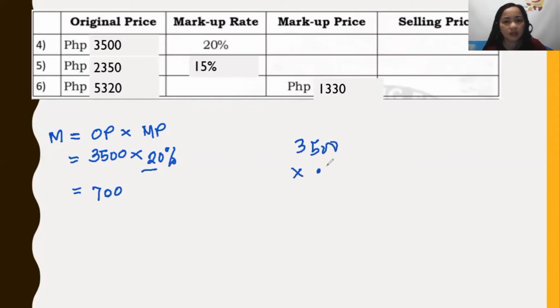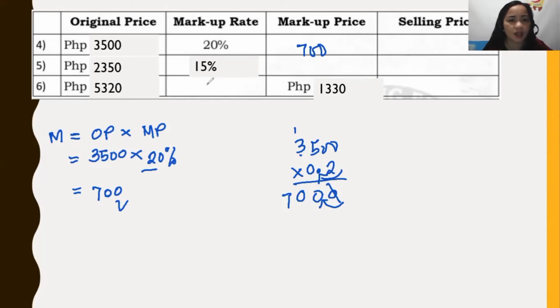3,500 times 0.2. That is 0, 0. 5 times 2 is 10. 3 times 2 is 6 plus 1 is 7. 1 decimal place. 1 decimal place. The answer is 700. Yan. Kung 700 yan, yan yung ipapatong natin sa original price.